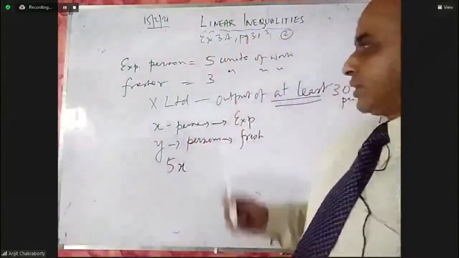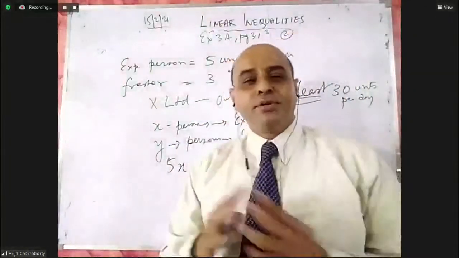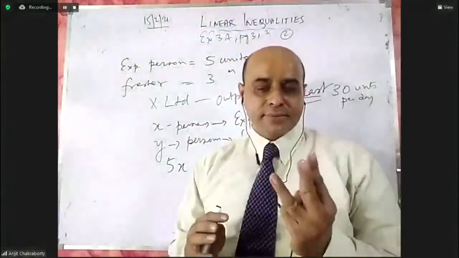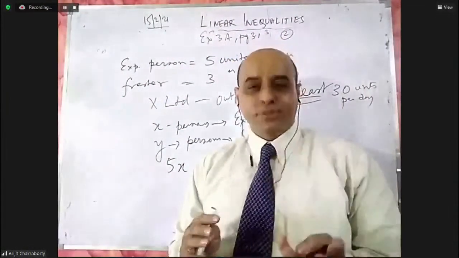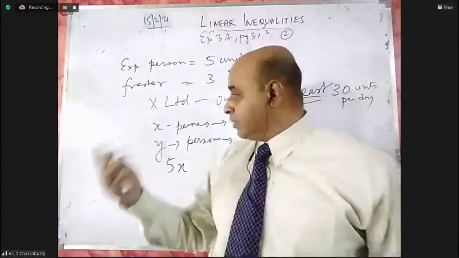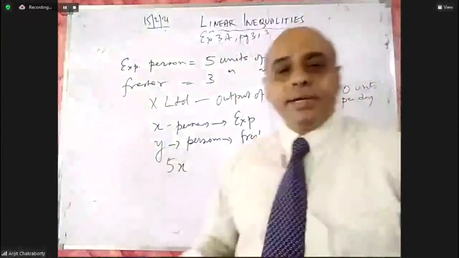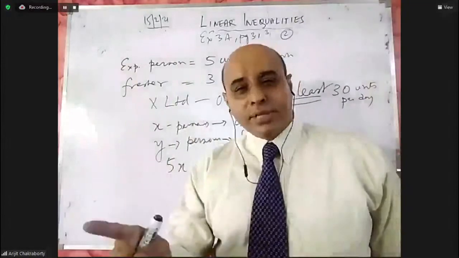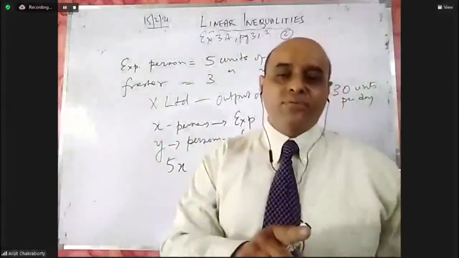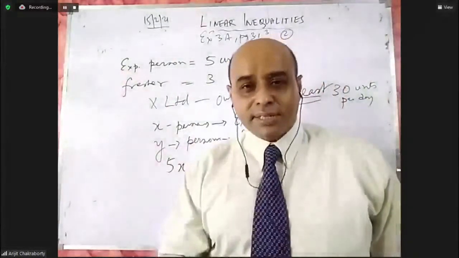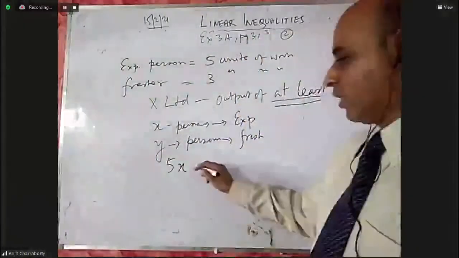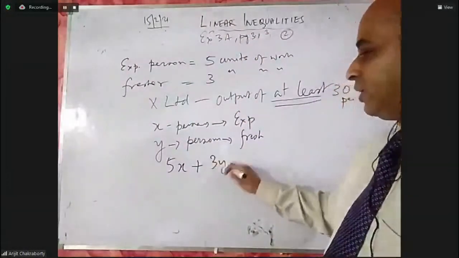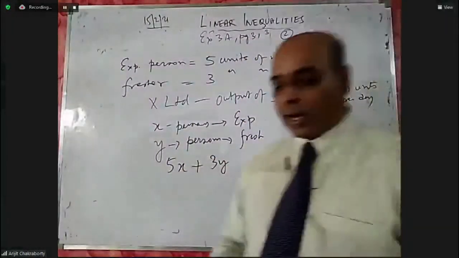Now we have the fresher. One fresher produces how many units? 3 units of work. How many freshers do you have? I have taken Y. So one fresher produces 3 units, and Y freshers will produce 3 into Y, so it is 3Y. So the total production will be 5X plus 3Y.